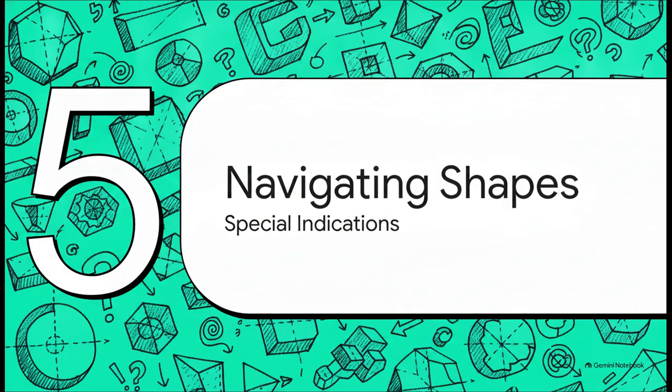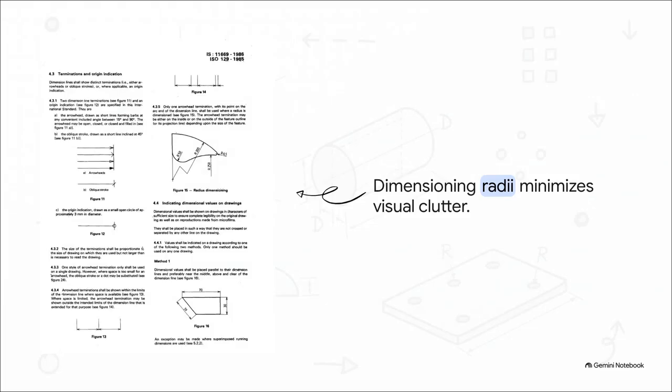Let's wrap up our deep dive with Section 5, Navigating Special Shapes. Just like any spoken language has exceptions and unique adaptations, this visual language has very specific rules for complex shapes. Take curves, for example. A curved radius requires only a single arrowhead touching the arc, combined with the letter R right before the number. It's honestly incredibly elegant. It perfectly proves how the standard actively minimizes visual clutter on the page while simultaneously maximizing clarity for the machinist trying to actually cut that specific curve.